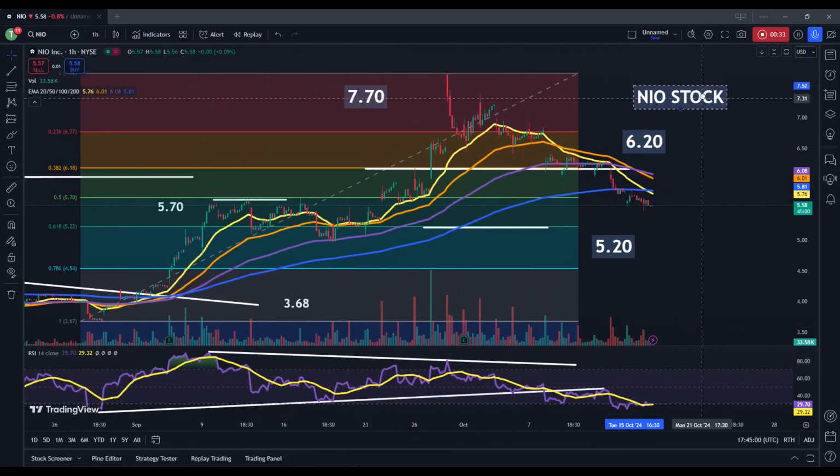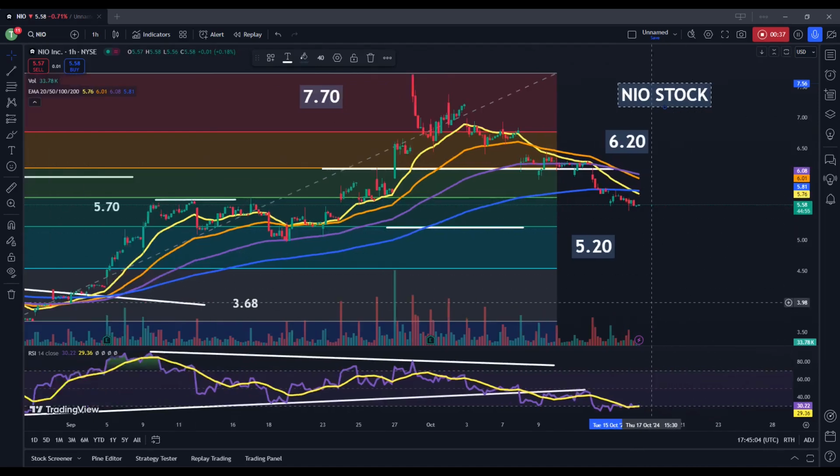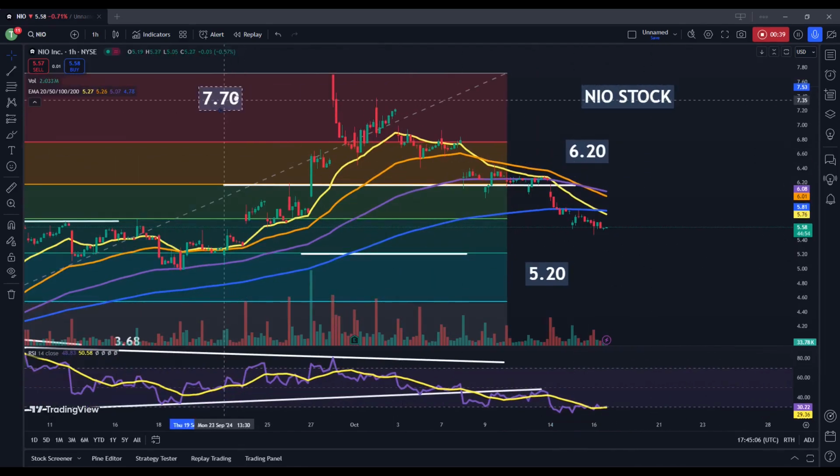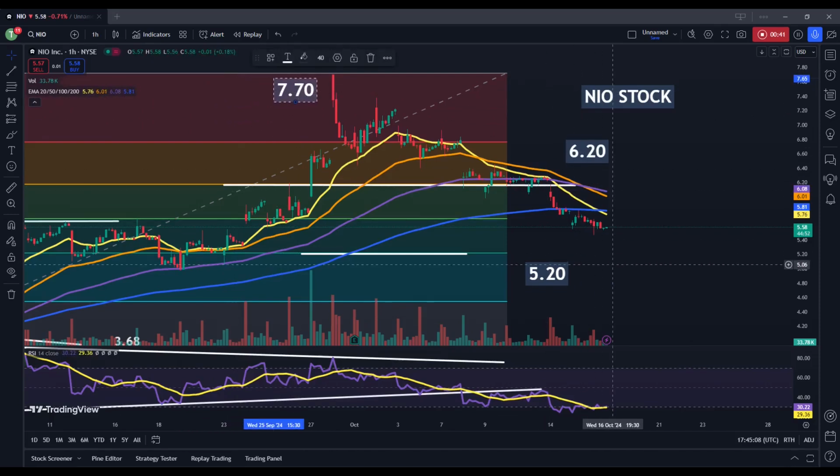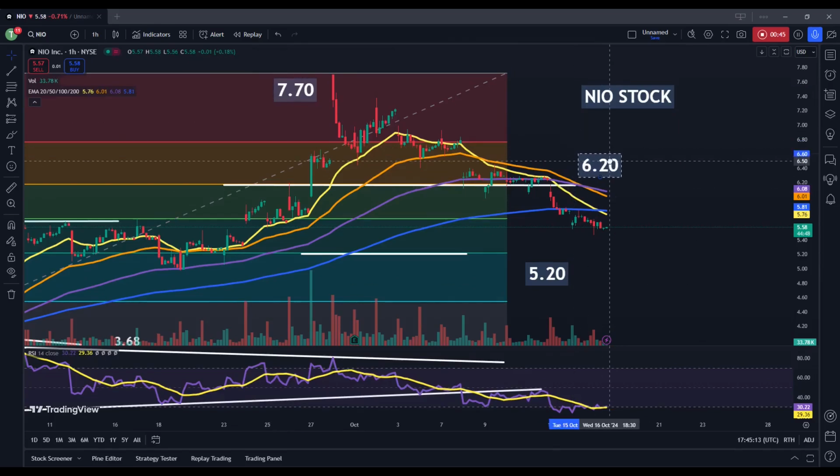So what we have here is a 1 hour price chart. Each candle on this time frame represents a 1 hour trading period. And as we can see here, the stock is continuing to grind lower after falling through that important support zone at $6.20. There were very minimal bounces from this area, so it did seem highly probable that we were going to continue to see downside price movement.